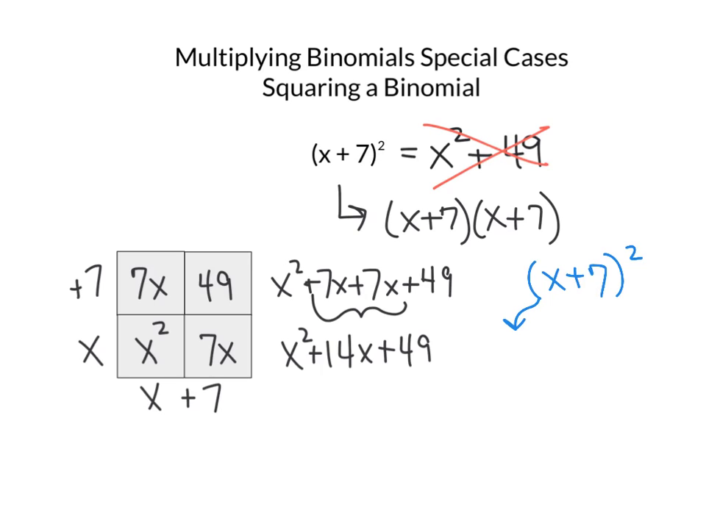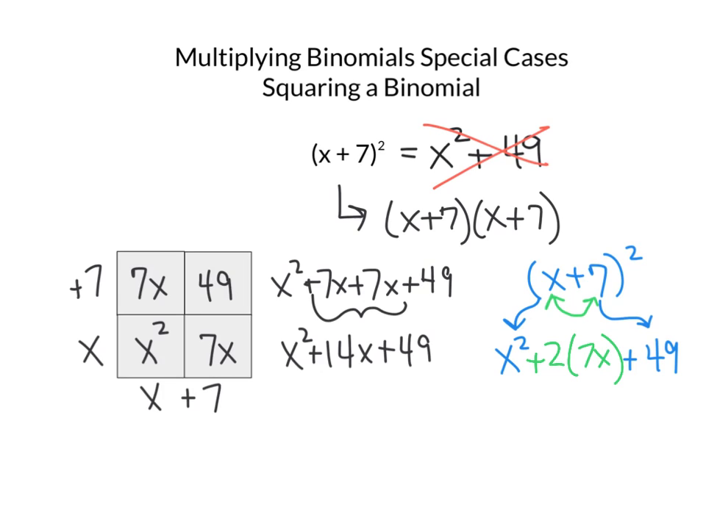We're going to start with our first value and we're going to square it. We're going to look at our last value and we're going to square it. And then what's going to happen in the middle is you're going to take this x times 7 and you're going to double it. So I'm going to have plus 2 times x times 7, which is 7x.